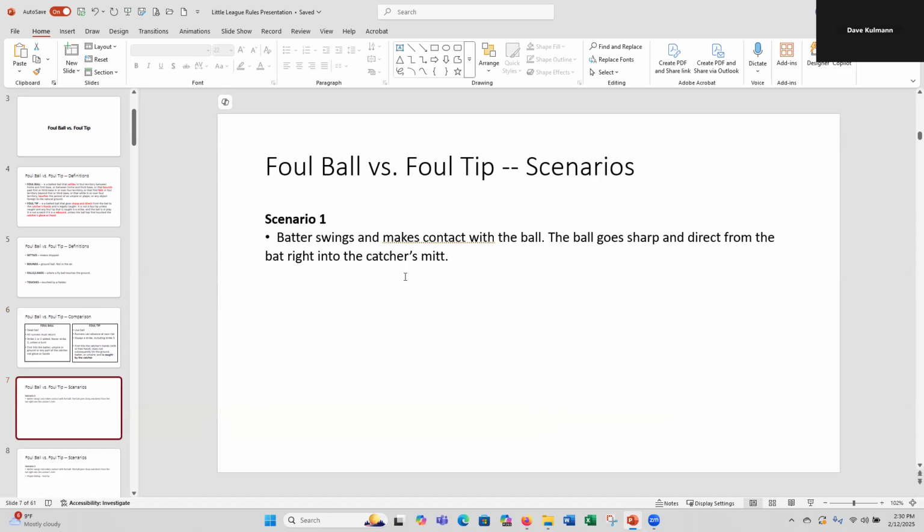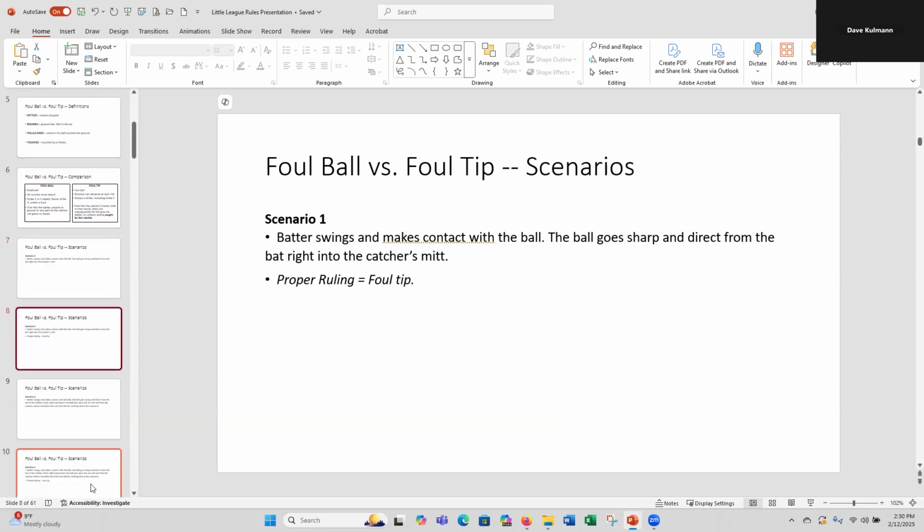Okay, we're going to do a few scenarios here. Scenario one: the batter swings and makes contact with the ball. The ball goes sharp and direct from the bat right into the catcher's mitt. So this is an easy one. That's a foul tip.